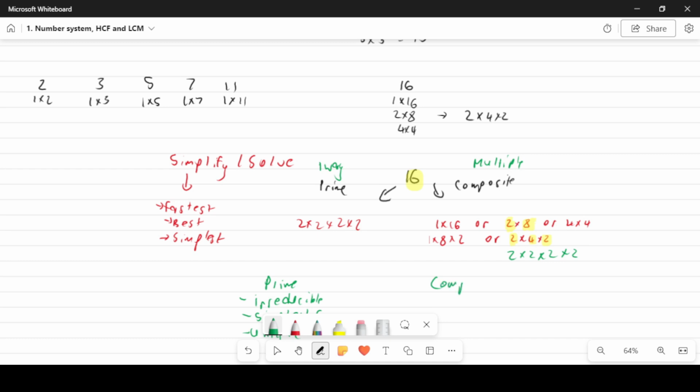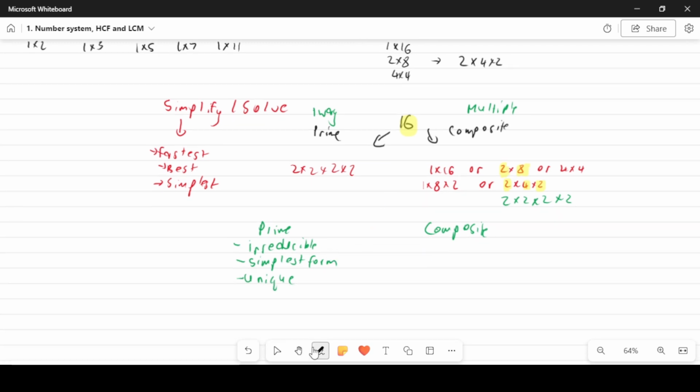Therefore, what we can say is that composite numbers, according to the definition of composite numbers, are the following. It's reducible. If you have a composite number in the product, you can further reduce that. You can also conclude that it's not in the simplest form, right? So it's complex because you can further simplify it down, and it's not unique, right?